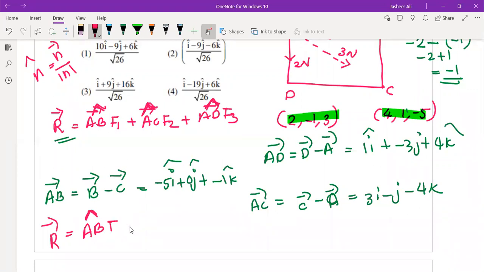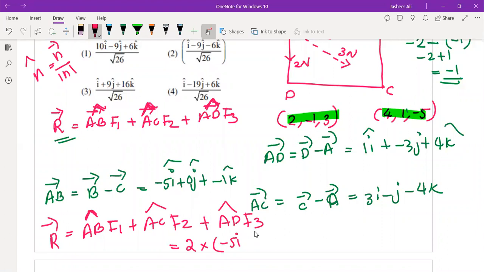If AB is the direction of F1, it is unit vector AB. So AB for F1 and AC unit vector for F2. What is the AC unit vector? It is the direction of F2. Similarly, AD unit vector for F3. So let's substitute all the values here. What is the F1 value? F1 is 2 Newton. Okay. So 2 into AB. AB is this vector called AB. So minus 5i, 0j, so minus 1k.